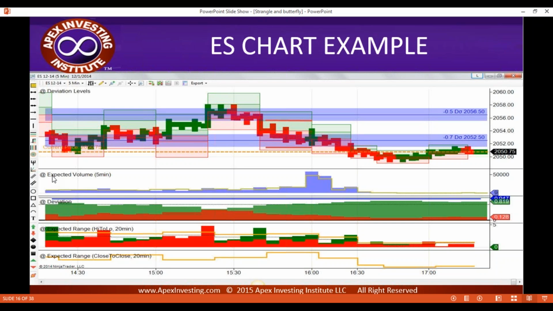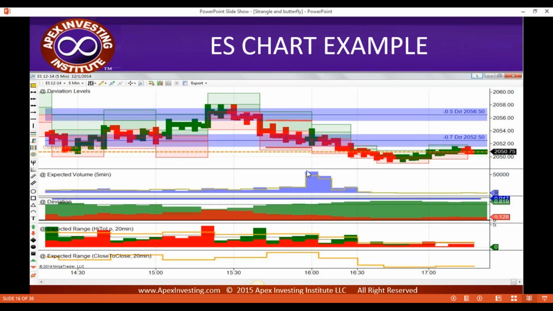Now, very, very important. Do you see this right here called expected volume? This is a proprietary Apex indicator that we use. You see the yellow line here? What this indicator does, it looks back over the past months, weeks, days, and time of the day, and it shows us the average expected volume for that day of the week, that hour of the day, those few minutes of the hour. This shows you the normal volume for that exact time frame you're looking at, the yellow line.